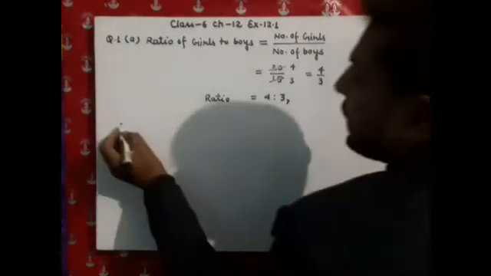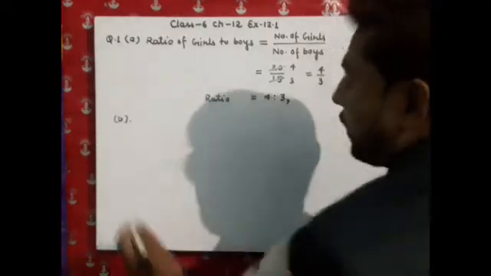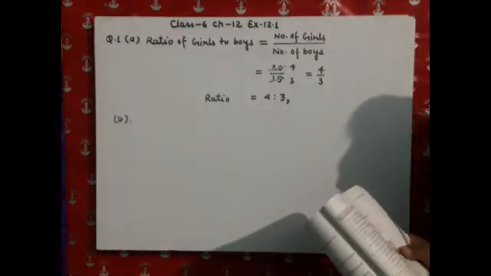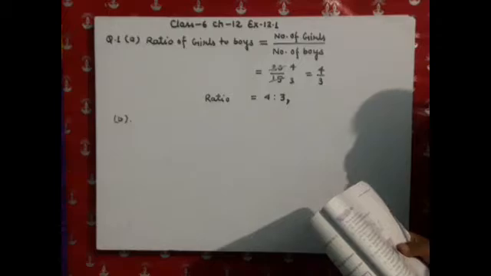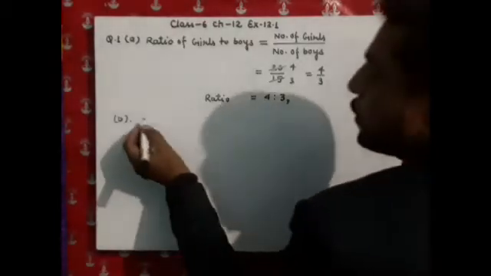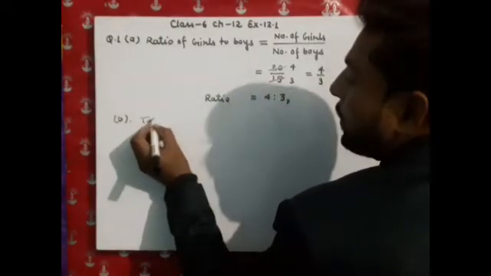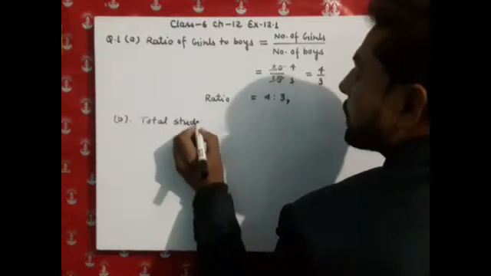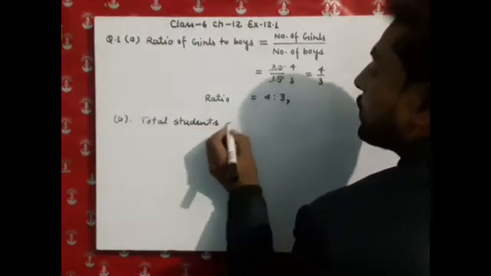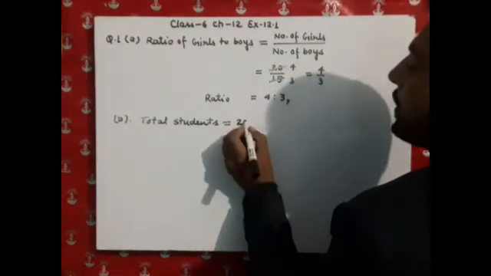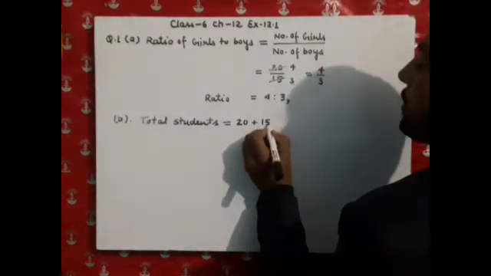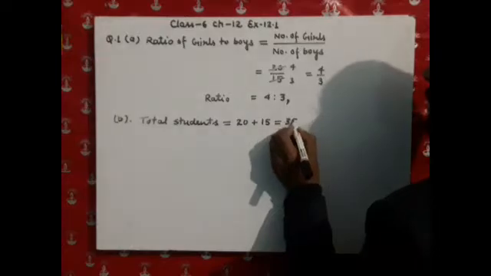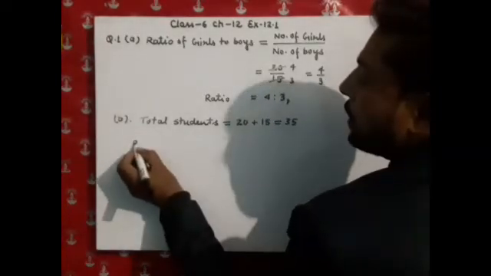Now going to the B part. Here in the B part, similarly, the question is asking what is the ratio of the number of girls to the total number of students in the class. So first of all, we have to find the total number of students. How many total students? There are 20 girls and 15 boys. Total are 35.